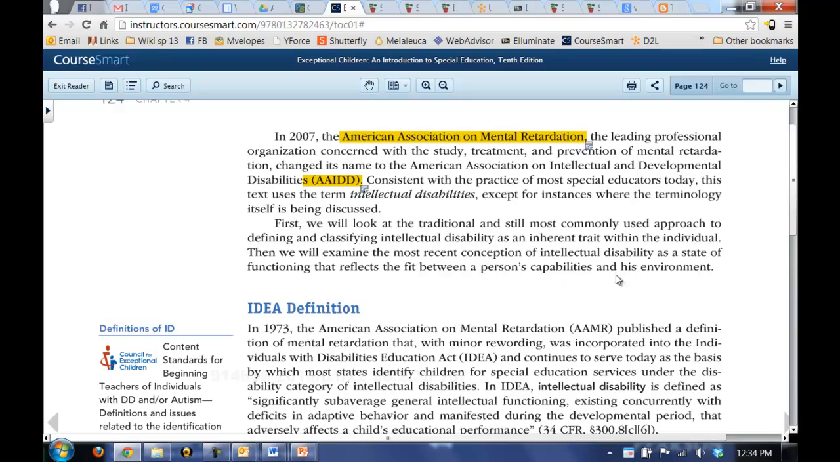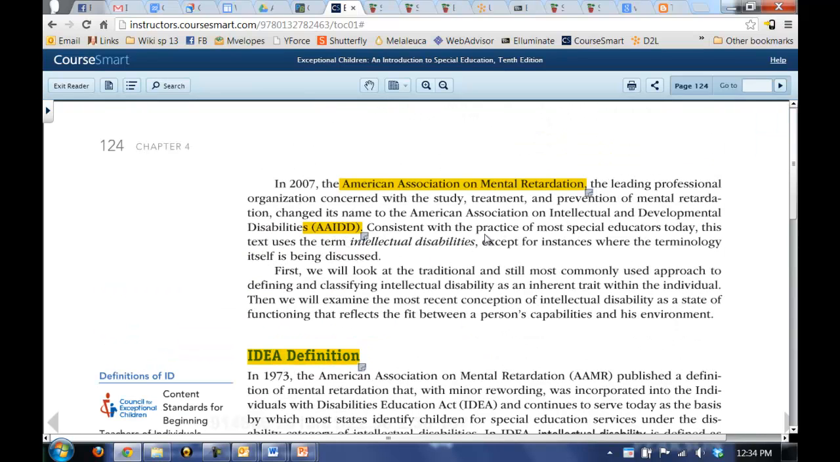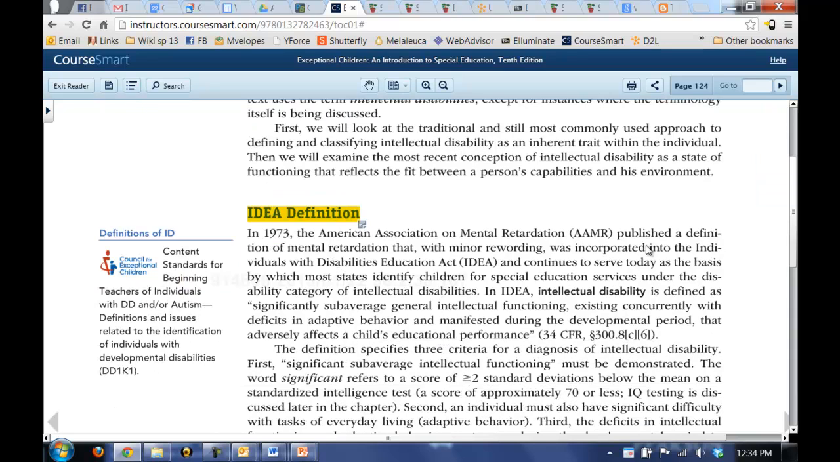Look at the traditional, still mostly approach to defining this. Most recent is a state of functioning that reflects the person's capabilities in his environments. So remember what IDEA is? This is special ed. This is the federal legislation that came around in '90, but they have their own definition that's somewhat similar to AAIDD, or it used to be AAMR. So special ed, the feds have to adopt their own, or did adopt their own, and they too adopted the term intellectual disability, now defined as a significantly sub-average general intellectual functioning, occurring with deficits in adaptive behavior manifest during the developmental period that adversely affects the child's performance.